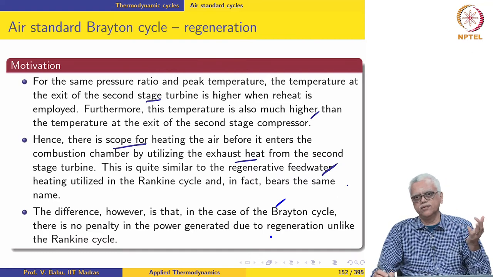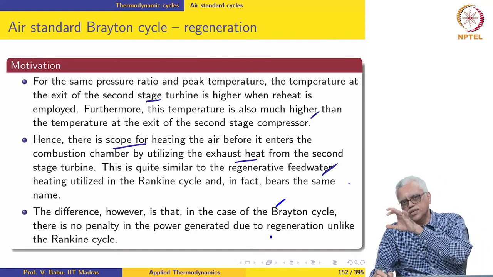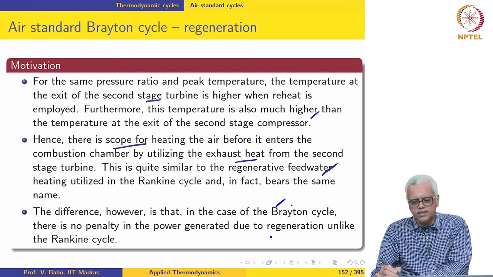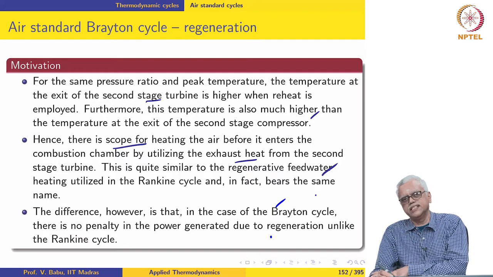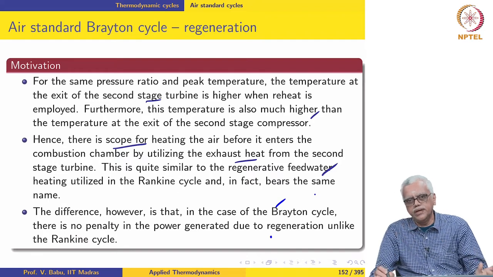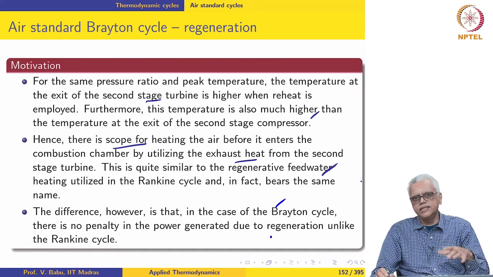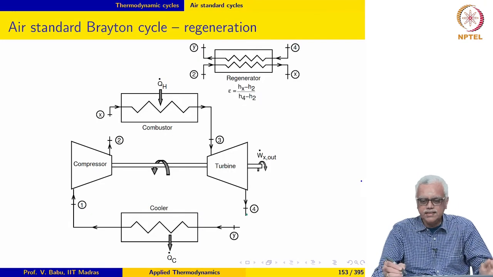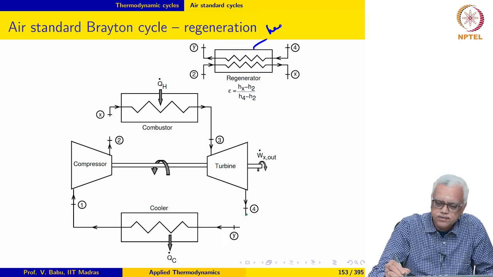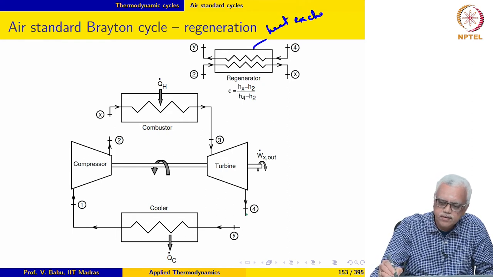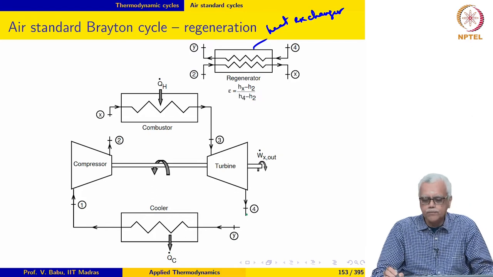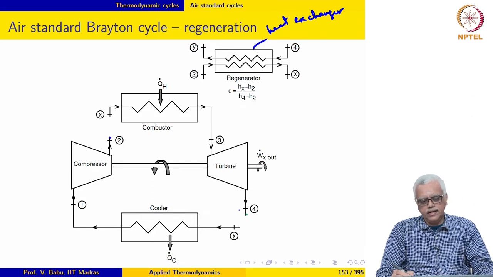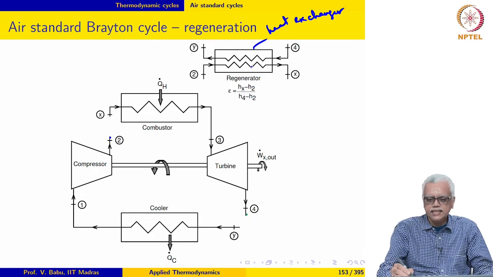Okay. Now, in the case of Brayton cycle, there is no penalty that accompanies regeneration, unlike in the case of Rankine cycle. In the Rankine cycle, the steam was extracted from the turbine partially. So, there was a penalty on the specific power. But in the case of the Brayton cycle, no such extraction takes place. So, there is no accompanying or concomitant penalty in the specific power. So, basically, the regenerator is also a heat exchanger.